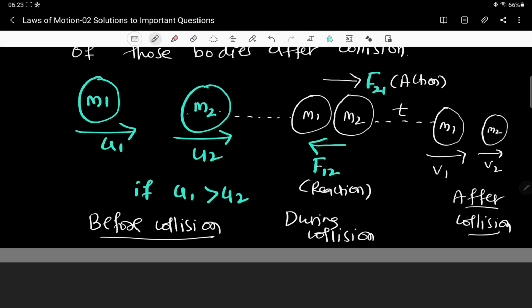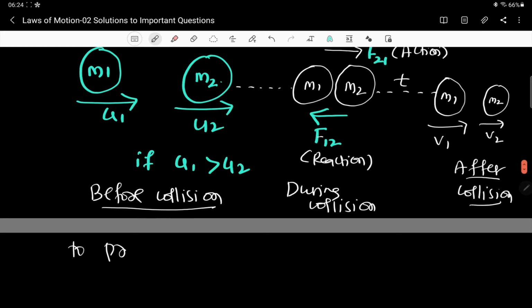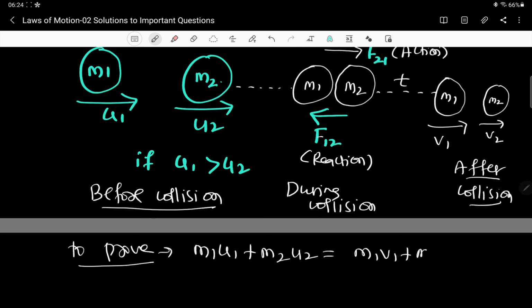So that is m1 u1, m2 u2. Add them. What is the sum of momentum? Momentum after collision is m1 v1 plus m2 v2. So what are we supposed to prove? According to the law of conservation of momentum, we have to prove m1 u1 plus m2 u2 is equal to m1 v1 plus m2 v2.